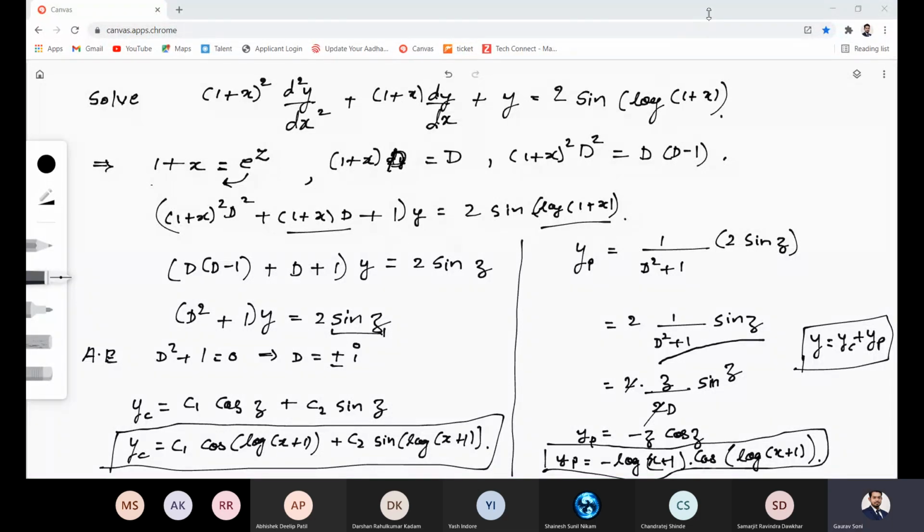When we have sin x, what is to be replaced? What is the rule?